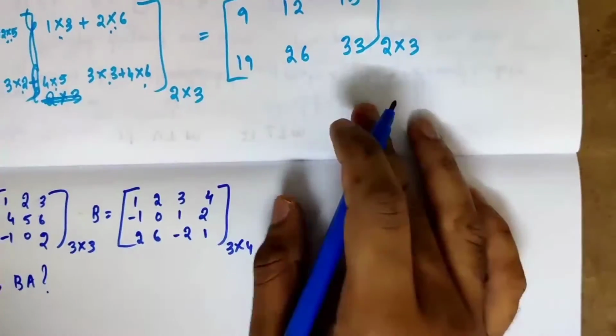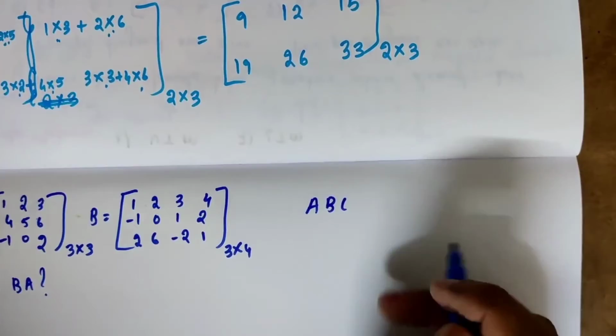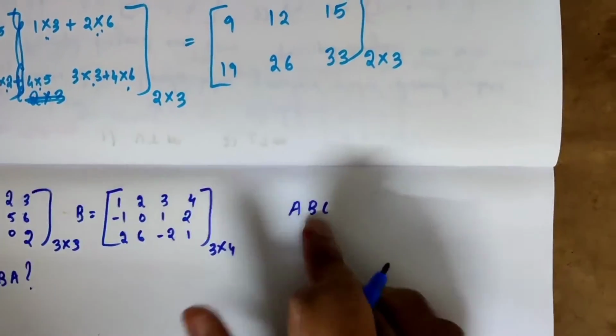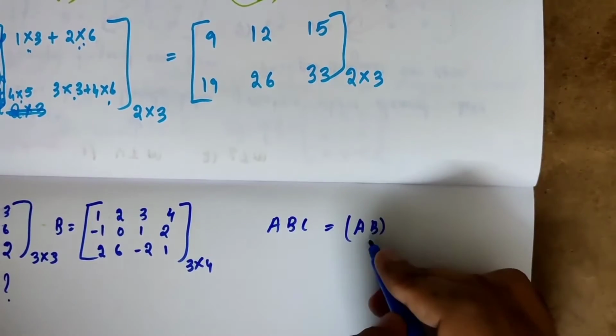And one more thing: if you are supposed to find ABC, so someone has assigned you to find the multiplication of ABC, then what you can do is simply find AB first, then you will get some result.